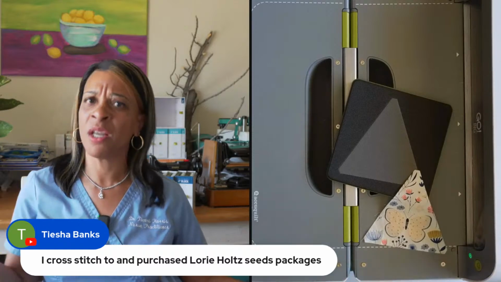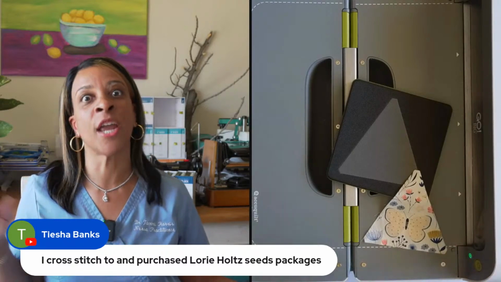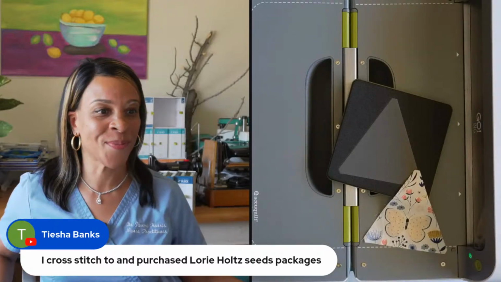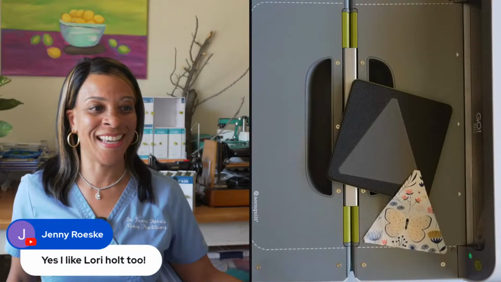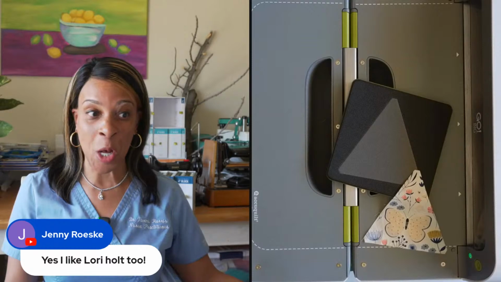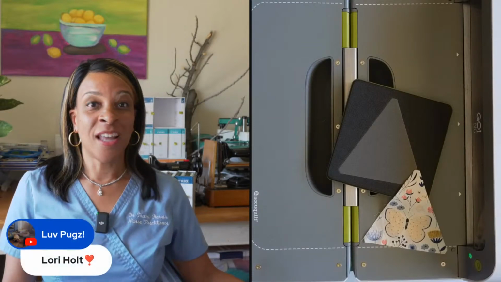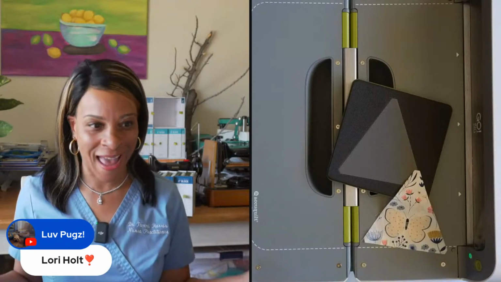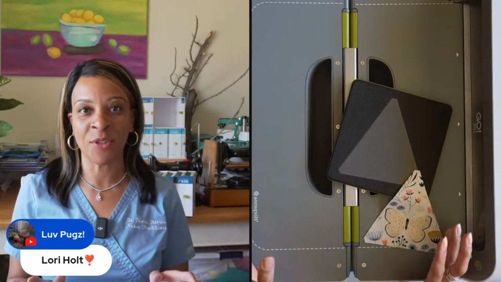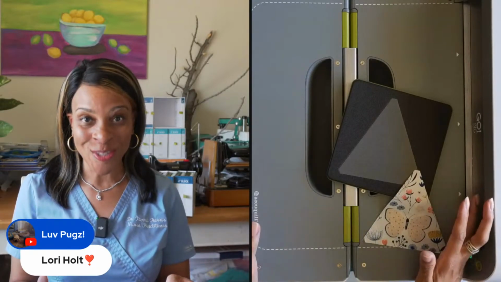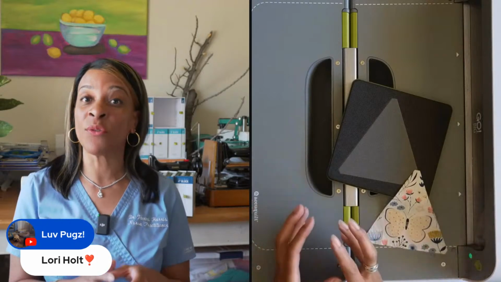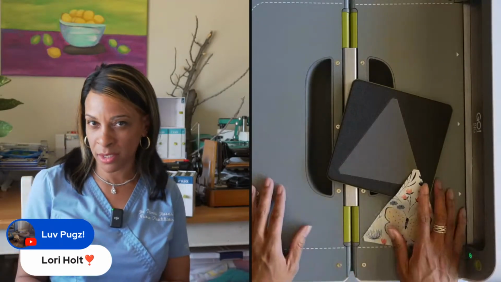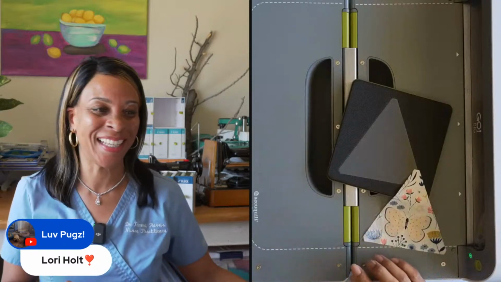Oh, maybe we should do some cross stitching later on as we grow, because that's a whole nother skill set. I don't even know how to do that. Let's see. Jenny says she loves Lori Holt too. Love Pug says that she loves Lori Holt. Okay, so it sounds like I am going to have to purchase some Lori Holt patterns and fabric and convert her pattern into AccuQuilt language. Does that sound sexy? I think it does. Let me know what you think.